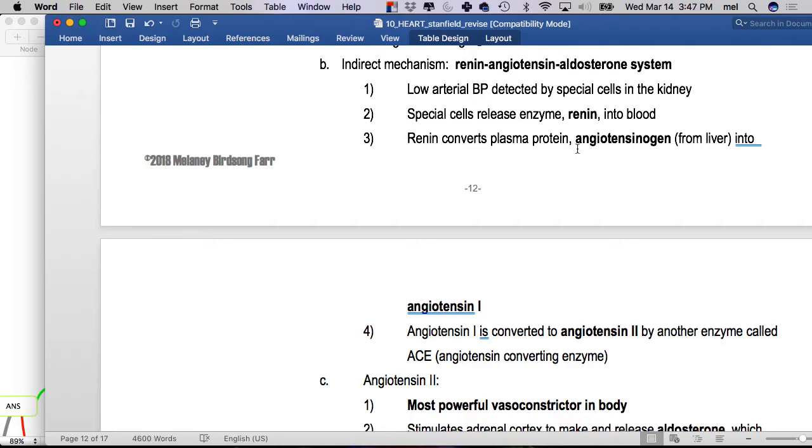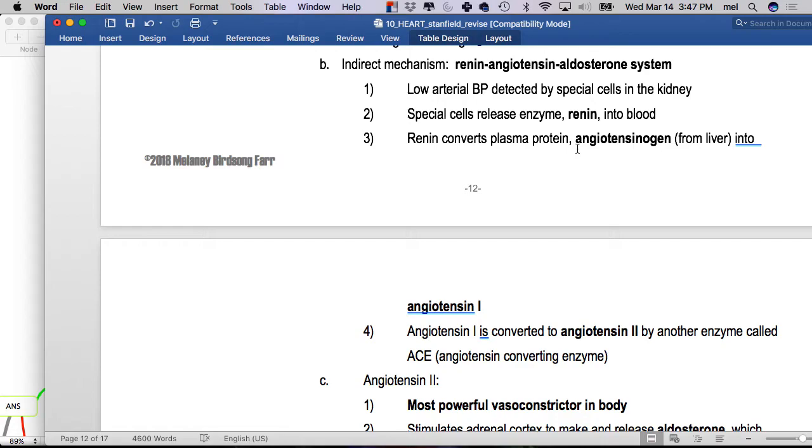And this is called, ready for this word that you're going to love? Angio, which means what? Vessels. Tensin, which implies pressure. Ogen, as in the genesis of. This was made by the liver. This was made by the kidneys. So I don't know how the liver came into this.